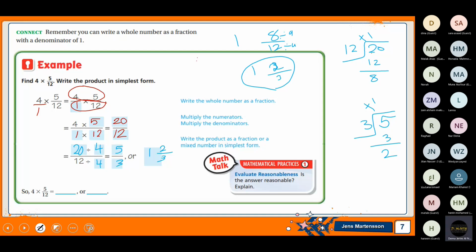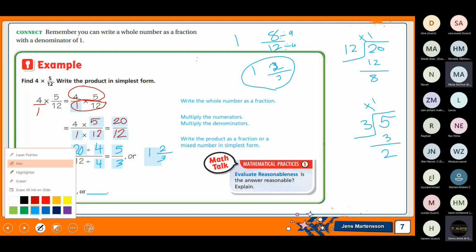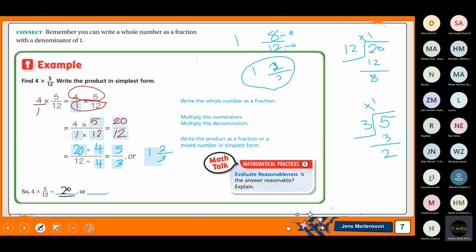Is it clear? Yes, it's clear. Yes, it is clear. Okay. Yes, it is 5 over 3. Oh, sorry. No problem.